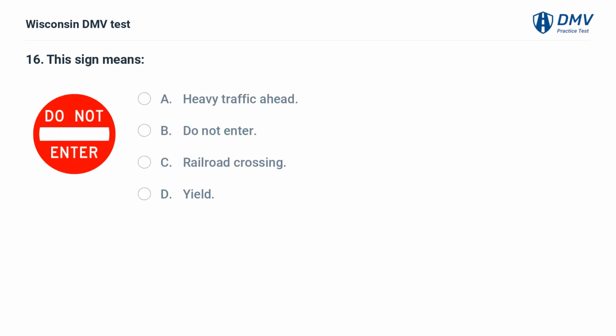This sign means: A. Heavy traffic ahead. B. Do not enter. C. Railroad crossing. D. Yield.